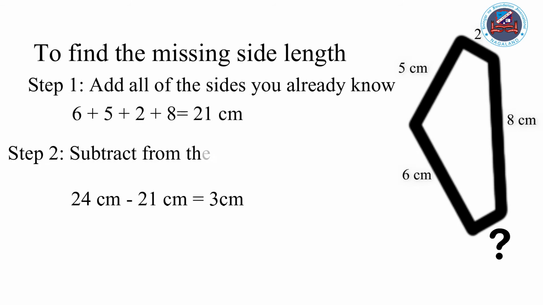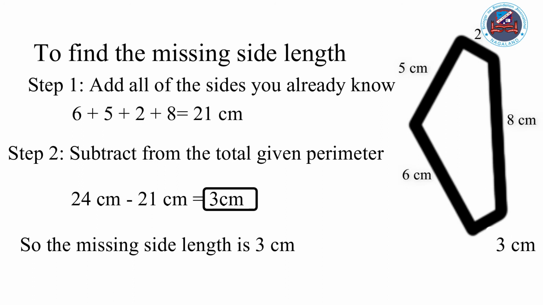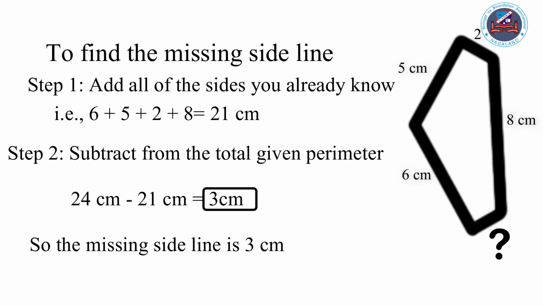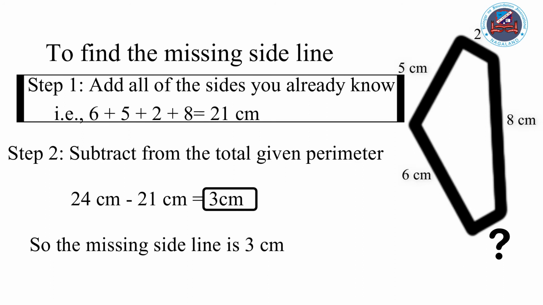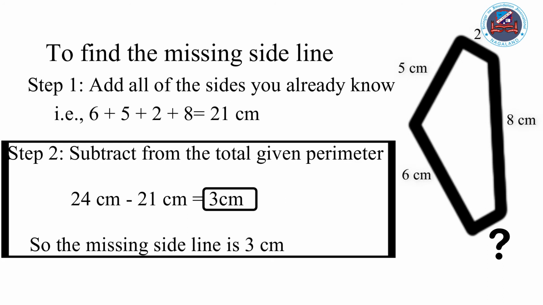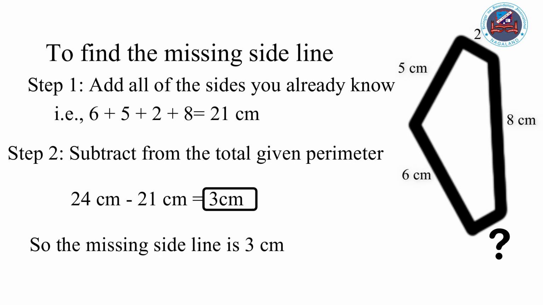Step 2, subtract from the total given perimeter. So we'll subtract 21 centimeters, the number which we already know, from the given perimeter, that is 24 centimeters. So we get 3 centimeters. So the missing side length is 3 centimeters. So that's how we find the missing side length. Remember, to find the missing side length, step 1, add all of the sides you already know. Step 2, subtract from the total given perimeter.